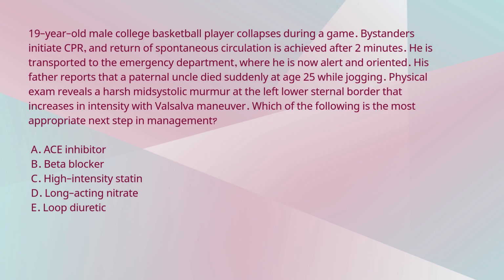A 19-year-old male college basketball player collapses during a game. Bystanders initiate CPR and return of spontaneous circulation is achieved after 2 minutes. He is transported to the emergency department where he is now alert and oriented. His father reports that a paternal uncle died suddenly at age 25 while jogging. Physical exam reveals a harsh mid-systolic murmur at the left lower sternal border that increases in intensity with Valsalva maneuver. Which of the following is the most appropriate next step in management? ACE inhibitor, beta blocker, high intensity statin, long acting nitrate, or loop diuretic?